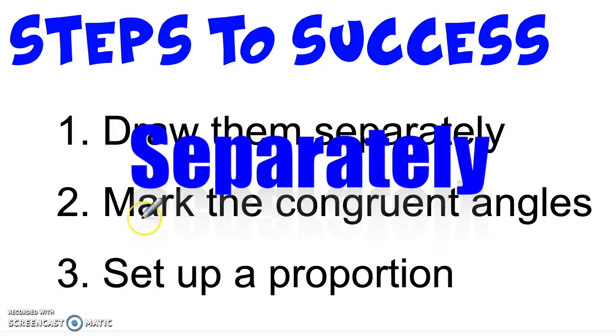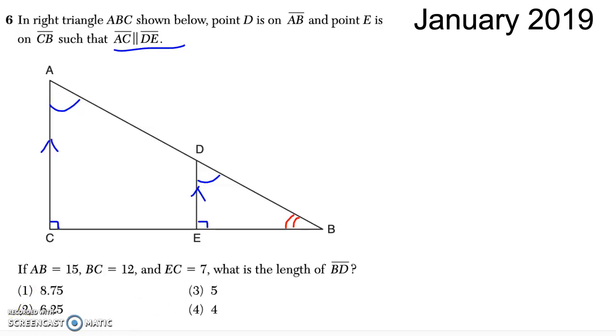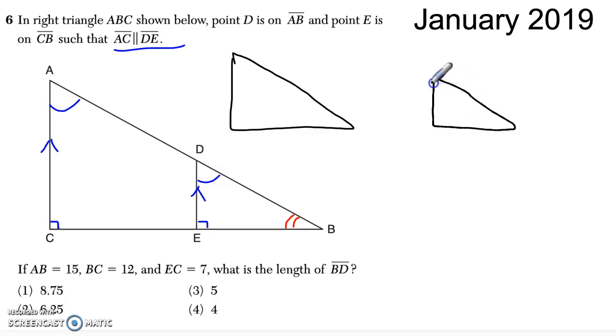Draw them separately. So I'm going to take a minute and just draw these two triangles separately. Your drawing doesn't need to be perfect. I usually don't even label the vertices, like the letters, sometimes I do. Mostly what I'll do is just draw a little triangle and a big triangle, and I'll draw them the same way they were in the picture. So DEB is this guy, DEB. ACB is going to be this guy, ACB.